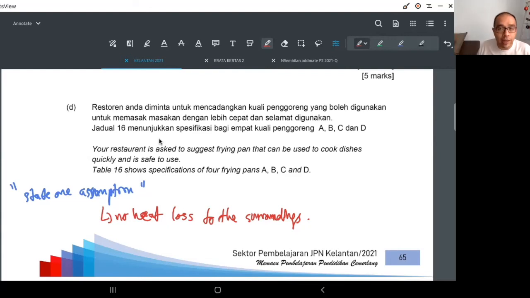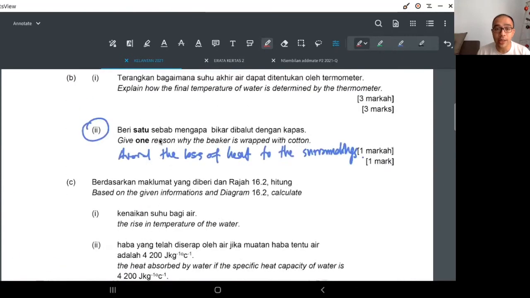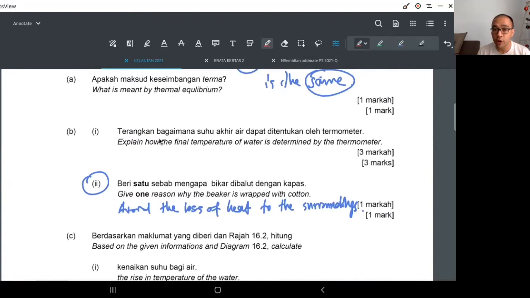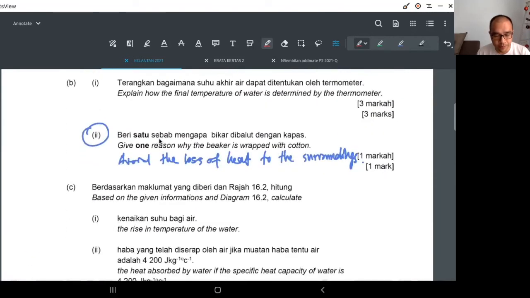Of course, in real life, obviously there's going to be heat loss. But at our physics level, we don't really talk about that yet. Maybe when you go to Form 6 or university, then you will have to take those into consideration. The higher the level of physics you go, the more you have to take into account all the different variables. But at our level, we just assume that there's no heat loss because we want to learn the principle first. So please know this too. Give one reason why we wrap this with cotton: to avoid the heat loss. Or another one, state one assumption: kita andaikan bahawa tiada heat loss to the surroundings.